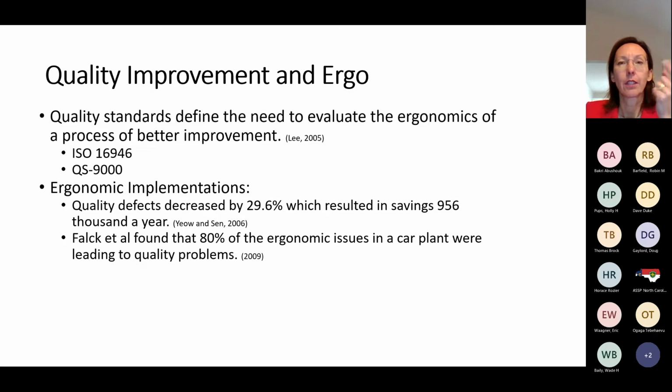There are quality standards that need to evaluate the ergonomics as a better improvement. With ergonomic implementations, quality defects decreased by 30%. These are just some data to show you that there is literature out there on studies. My guess is that all of you have your own data, but it's not all published.